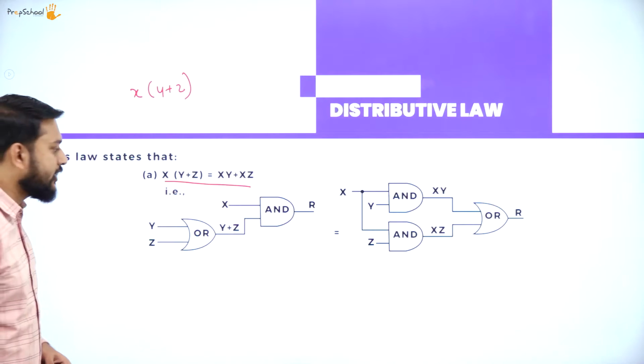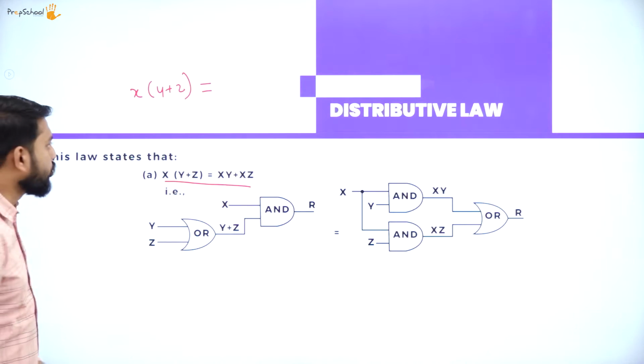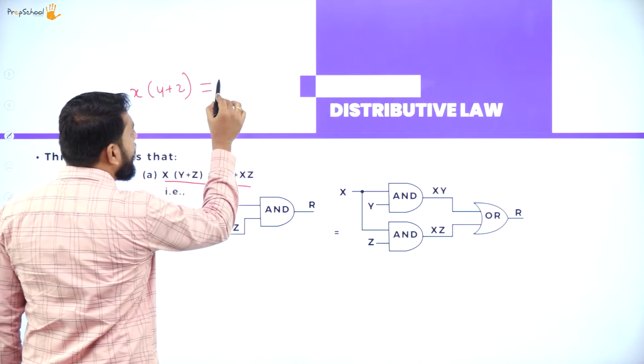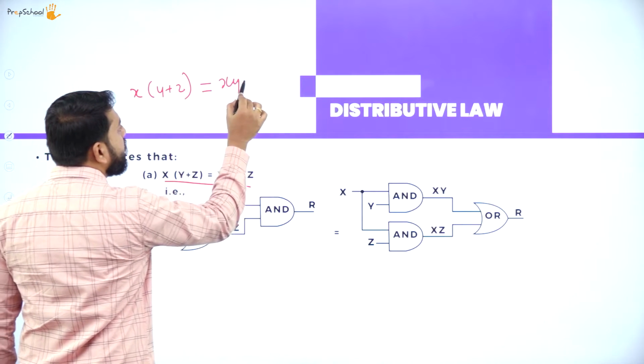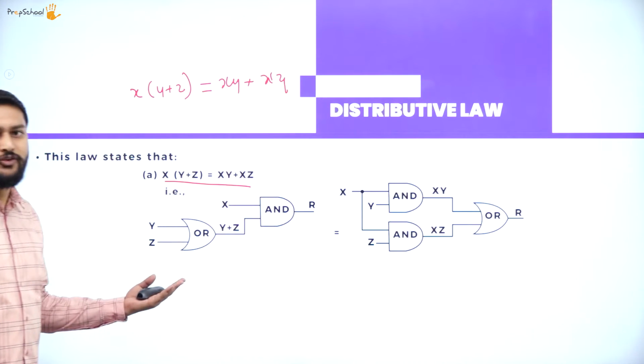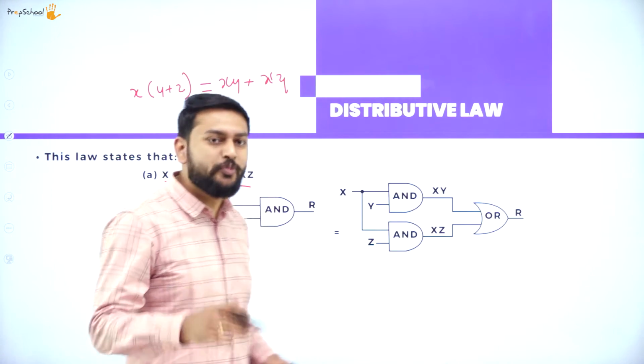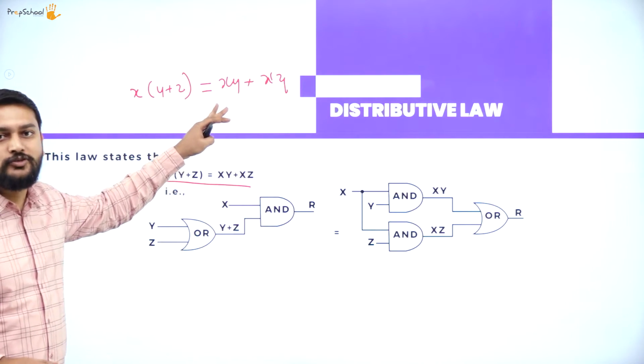X of y plus z. When I have this, what will be my result? Please understand x into y. I'll have x into y plus x into z. This will be my answer. All of you know this. So please go ahead. This will be the distributive law.